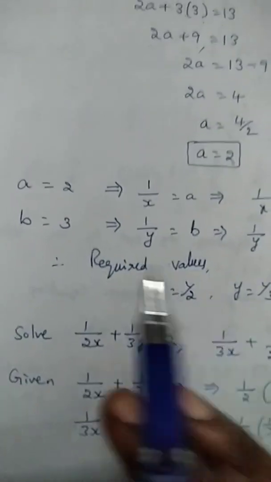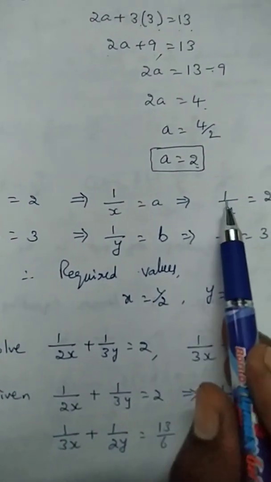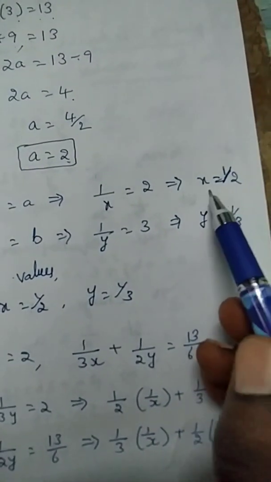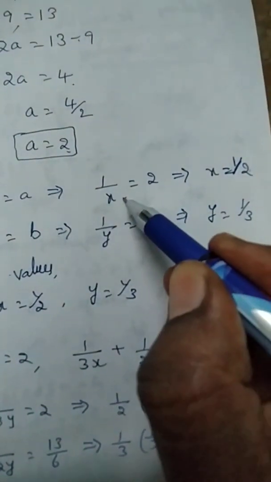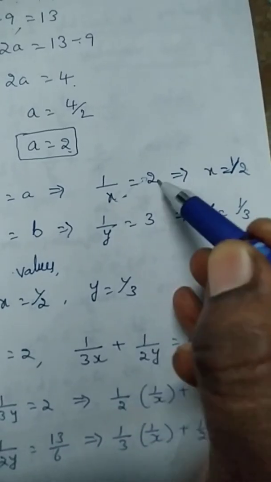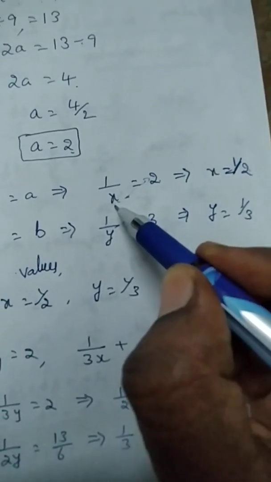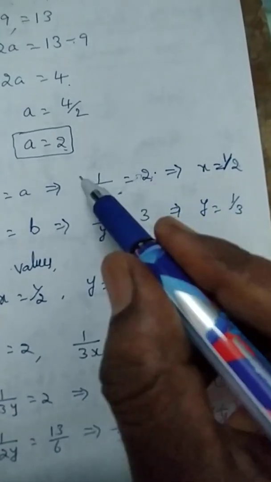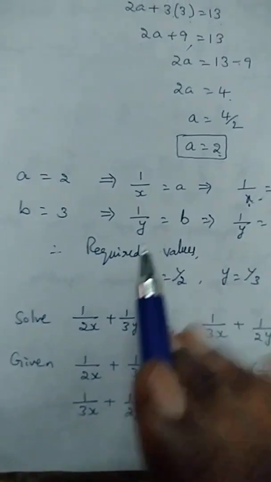Okay, if a is equal to 2, then 1 by x is equal to a. That implies 1 by x is equal to 2. Then by transposing it, x is equal to 1 by 2. You understand how it is to be transposed? Like this. 2 to be transposed to this side, changes as a denominator. X is to be transposed to that side, changes as a numerator. Then x is equal to 1 by 2. Clear?